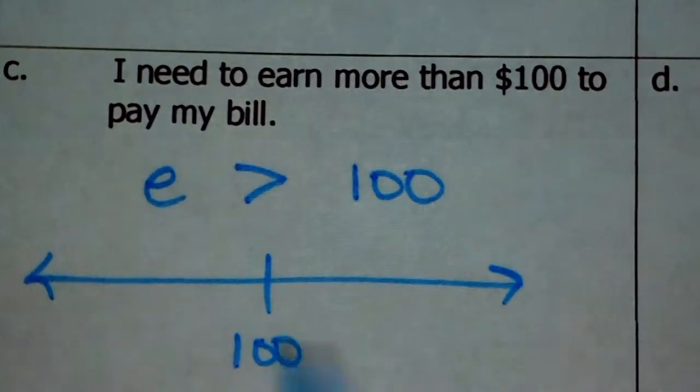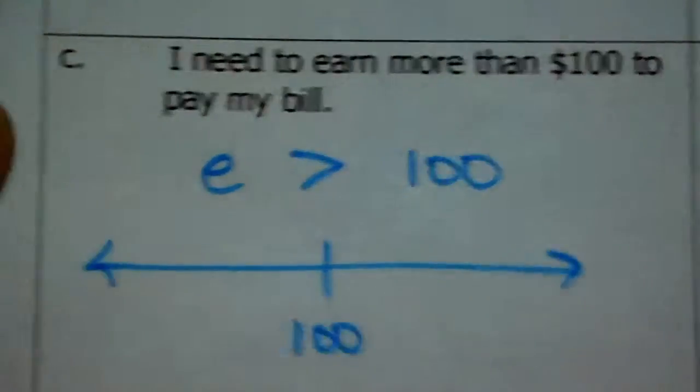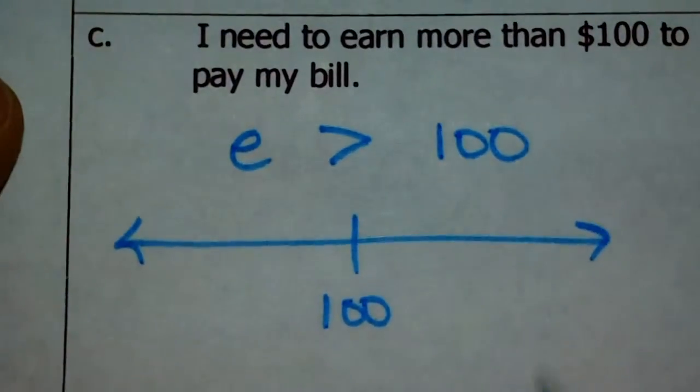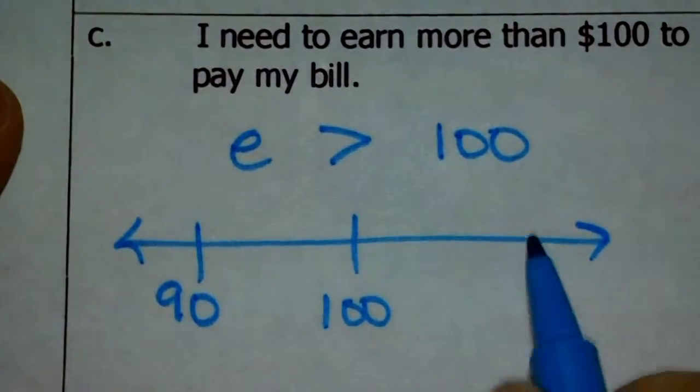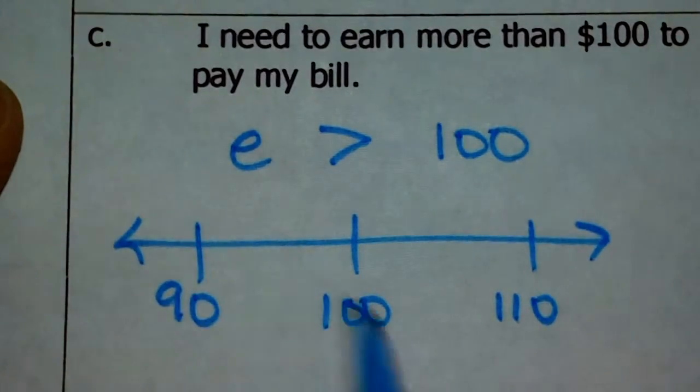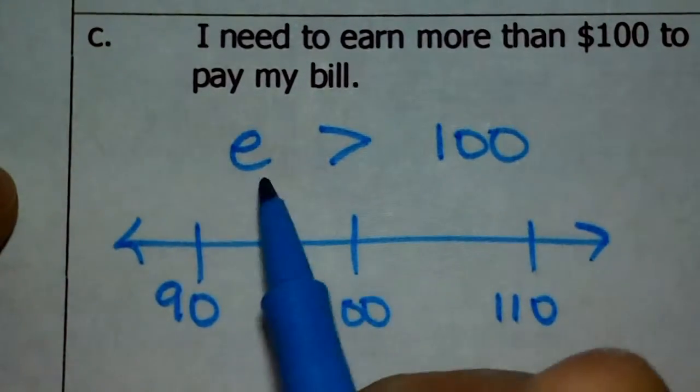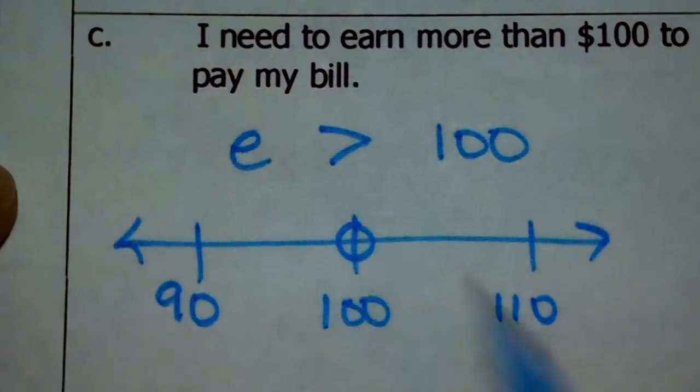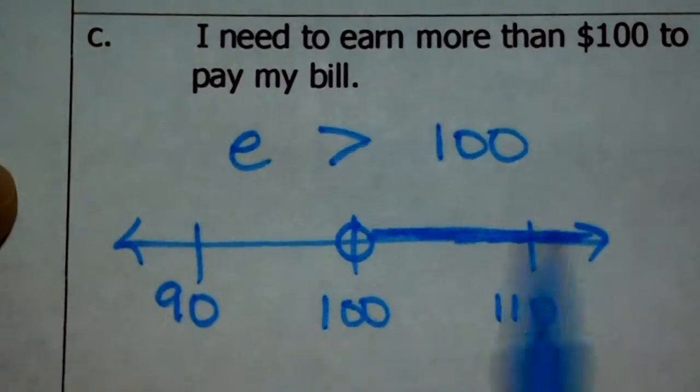So I'm going to put 100 in the center. And this time, why not? We'll count by tens. How about that? So on the number line, if I was counting by tens, the lower one would be to the left, the higher one would be to the right. If the amount of money I earn is greater than 100, it can't be 100, but it can be all the values greater.